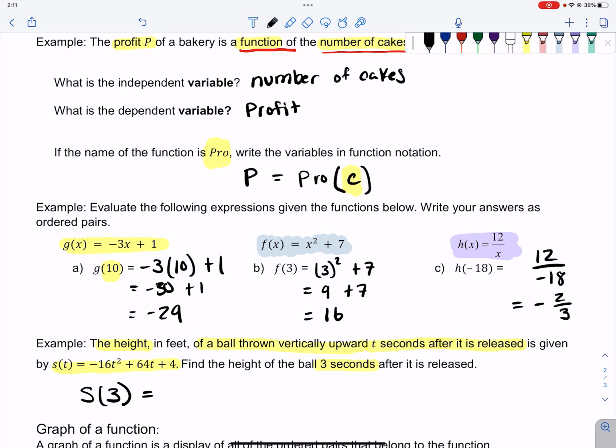So s of 3, this is going to be negative 16 times 3 squared plus 64 times 3 plus 4. And now this equation, we can put into our calculator directly like this if you have a scientific calculator. And you should then get 52 feet.